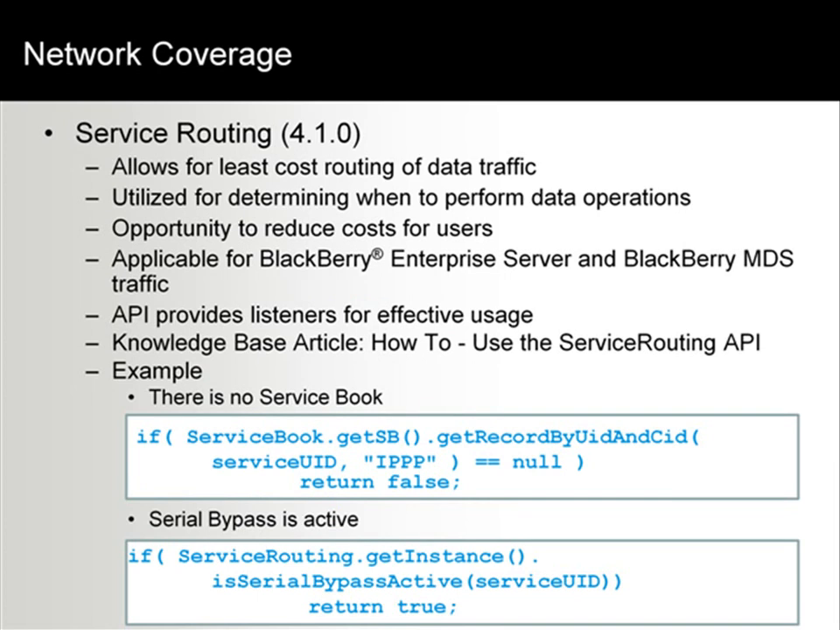And the Service Routing API allows the device to detect least cost routing either through USB or Bluetooth connections with a desktop computer. There's an excellent KB article on service routing that provides detailed information and sample code that can be found by searching for service routing in the developer knowledge base at blackberry.com/developers.